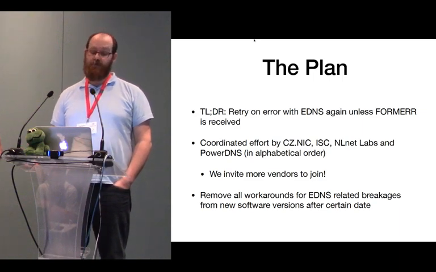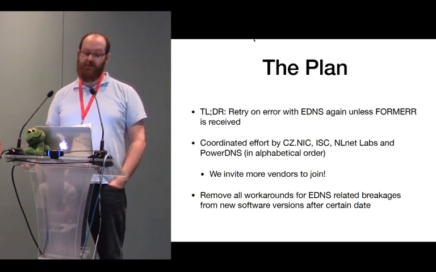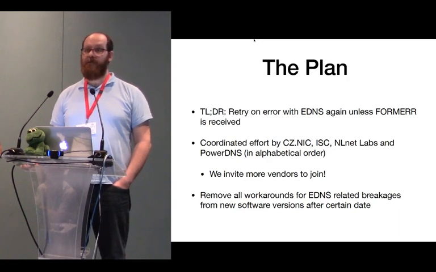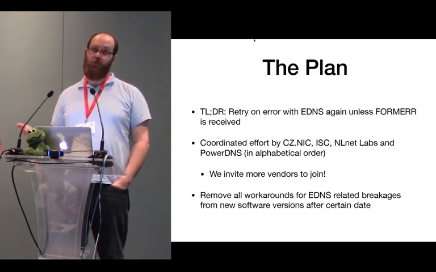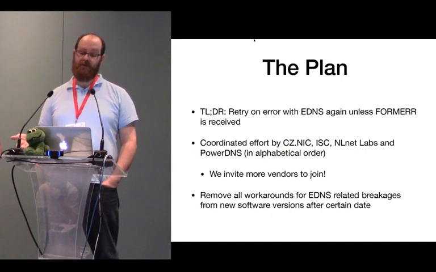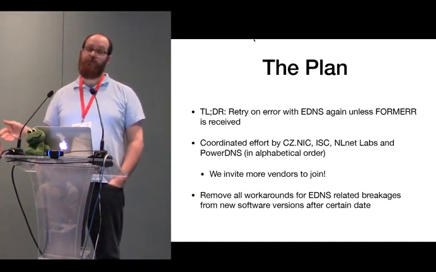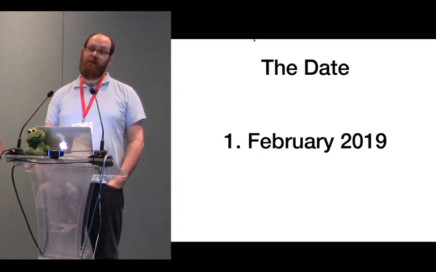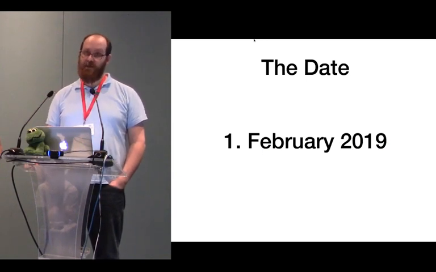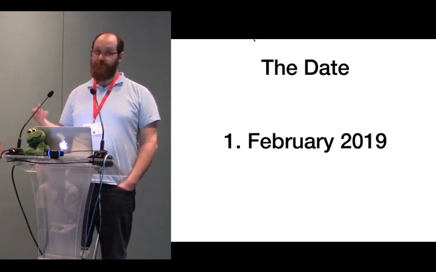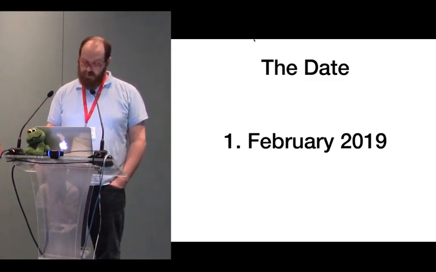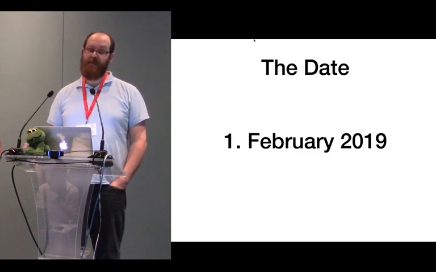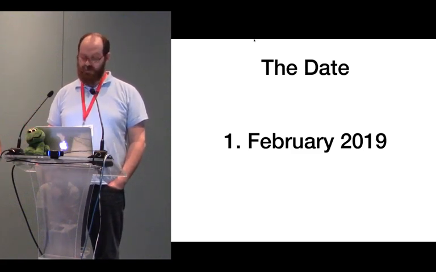This is a coordinated effort by all of us, CZ.NIC, ISC, NLnet Labs, and PowerDNS, and we would be happy if more DNS vendors would join this effort. Basically, we would remove all the workarounds for the EDNS-related breakages from a certain date from the new software versions. The provisional date is 1st February 2019, so there's still plenty of time to fix your DNS servers if they are not compliant or if they are just broken. You don't have to implement EDNS, you just have to unbreak your servers.